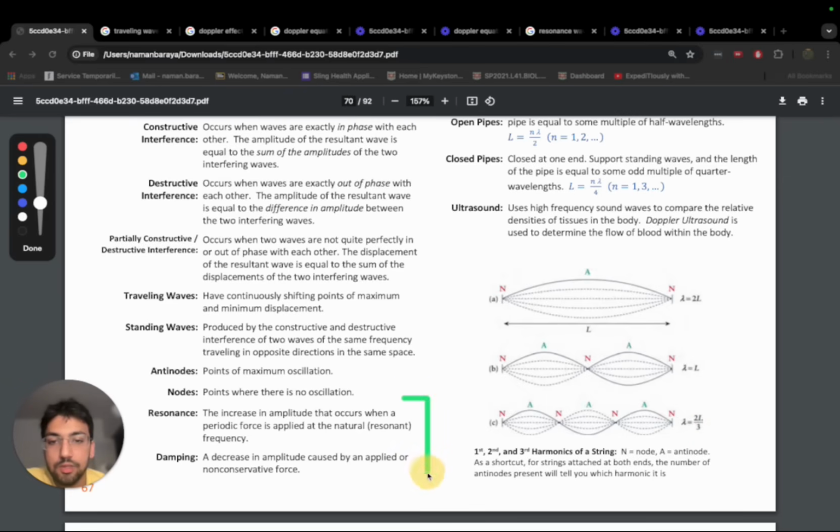I told you that I would tell you about resonance and damping. So resonance is kind of when you increase the amplitude by adding a natural or resonant frequency. So something that increases amplitude. And damping is the opposite. It decreases the amplitude because you're applying this damping force. So it's kind of in the name there.